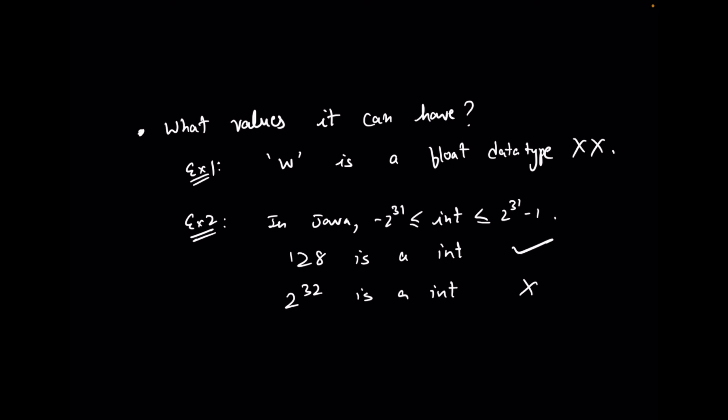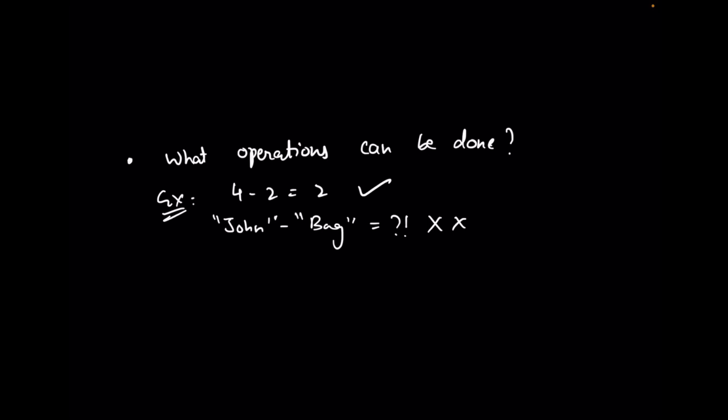But if I try to say that 2 to the power 32 is this int that I want to use, that's not going to work because 2 to the power 32 actually is not an int because it doesn't fall in this range. 2 to the power 32 is an integer. It is an integer in the mathematical sense, but in Java it doesn't fall in the range of int. So for this you might have to use some other integer data type like long int, which allows such huge values.